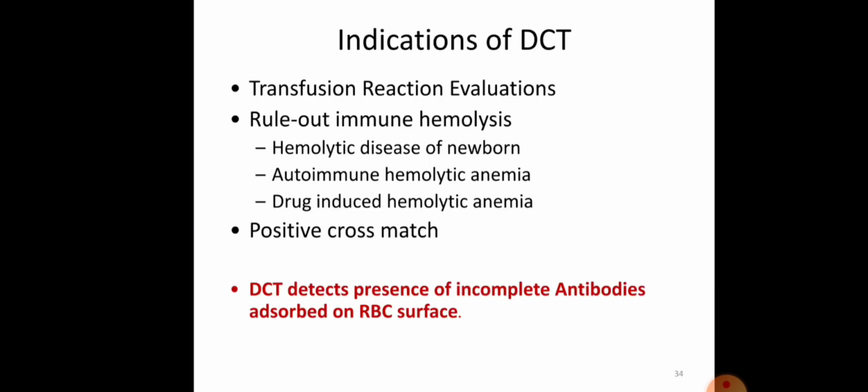Now, what are the indications of DCT? Transfusion reaction evaluation, to rule out any immune hemolysis, that is hemolytic disease of newborn, autoimmune hemolytic anemia, drug-induced hemolytic anemia, and for the positive cross-match. DCT detects the presence of any incomplete antibodies which are adsorbed on the RBC surface.